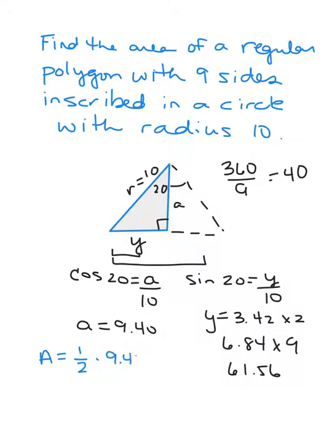So now when I put all my information into my formula for my regular polygon, it's 1/2 times the apothem, which is 9.40, and also then I multiply it by the perimeter, which is 61.56. So my area is equal to 289.33, and that's units squared.